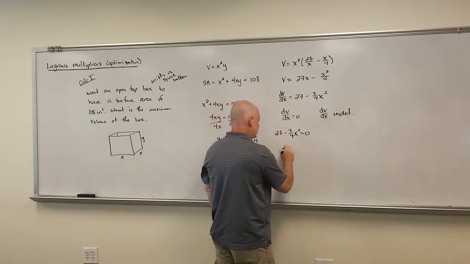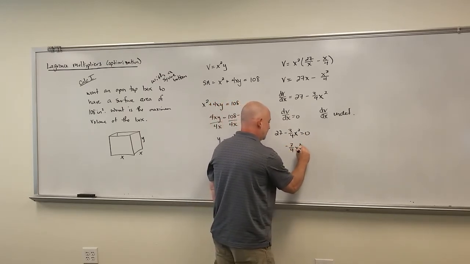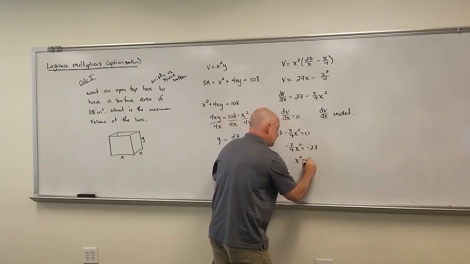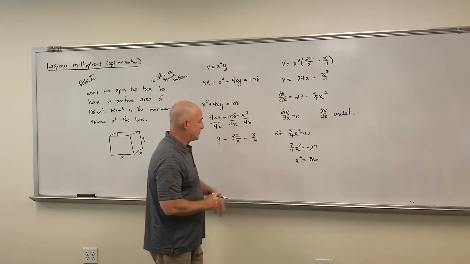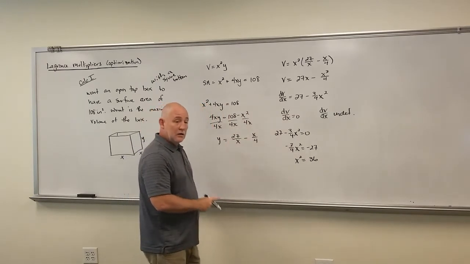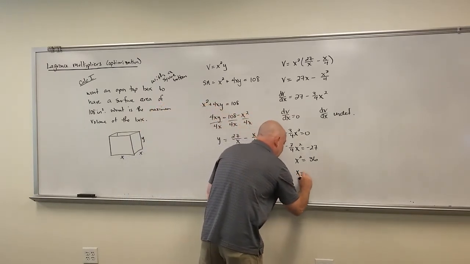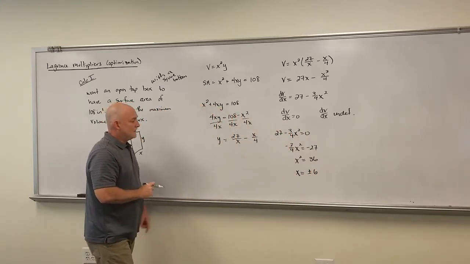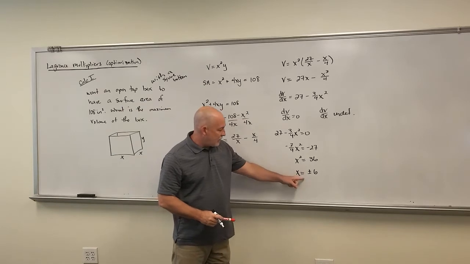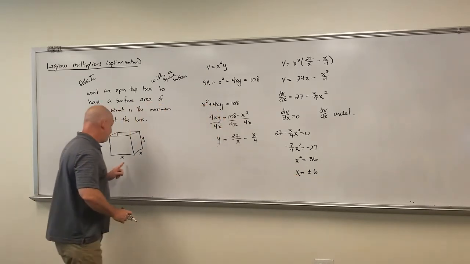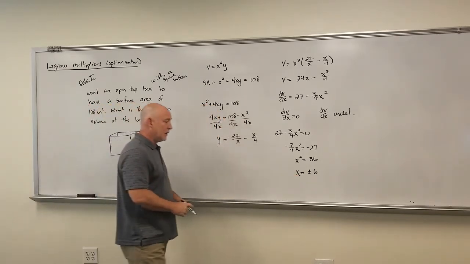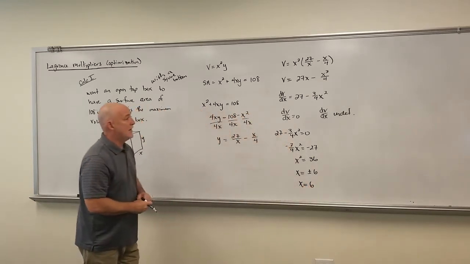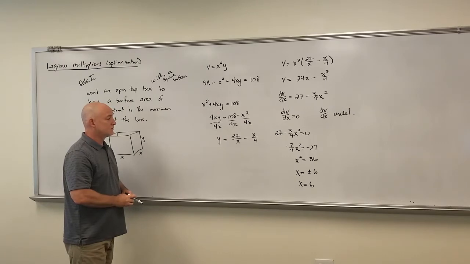Well, moving the 27 over, we would get x squared is equal to 36, right? Multiply both sides by -4/3. And then, of course, take the square root of both sides. So the solution to this would be plus or minus 6. Now, in this case, though, x represents the side of a box, so it can't be negative. So just from the physical attributes of this problem, we know x has to be equal to 6.